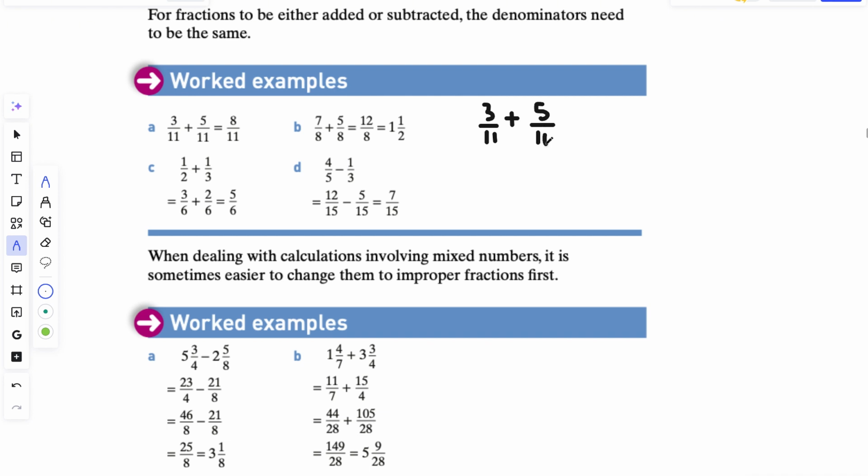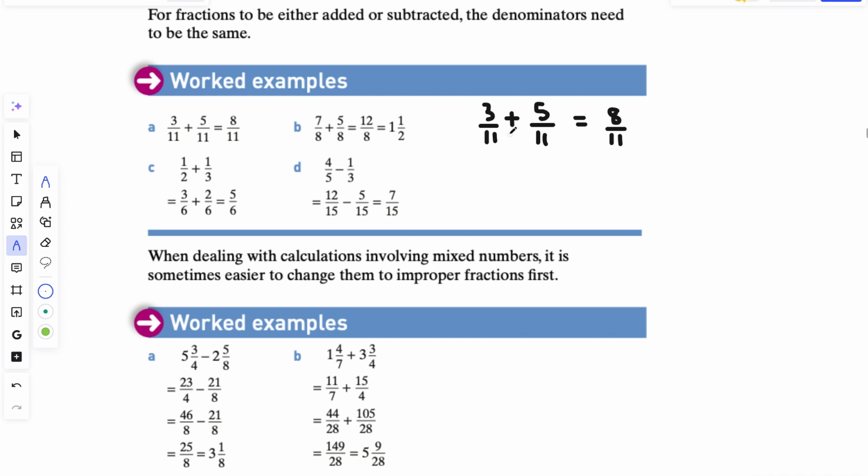Okay, so now we are doing the addition of fractions. Once the denominators are the same, it's very easy. You just add the numerators over the denominator. So you say 3 plus 5, you get 8, and then you just say 8 over 11. Your job is done. Once the denominator is the same, just add the numerators together. If they are not the same, there's a way we make them the same.